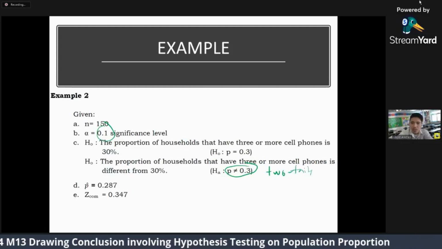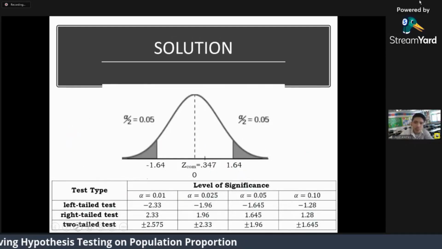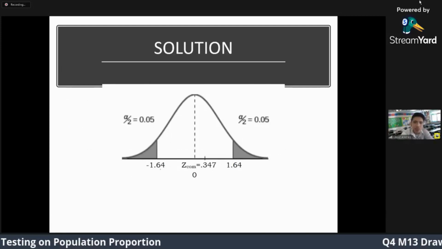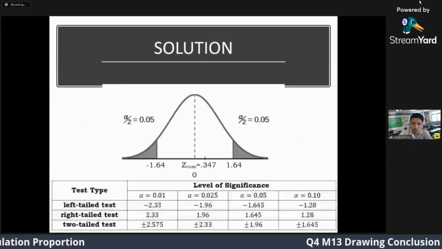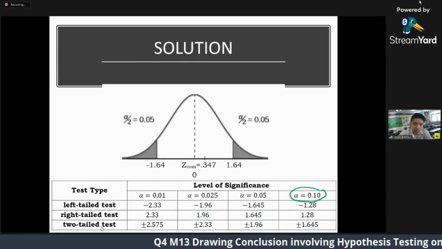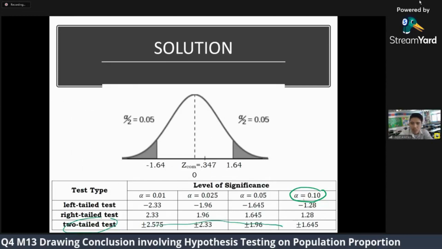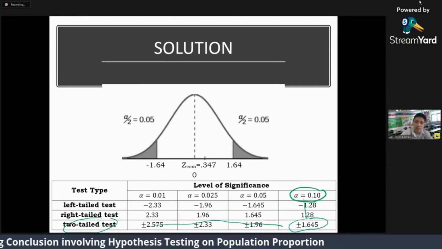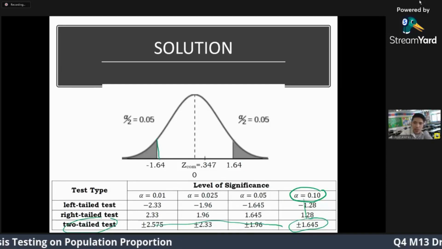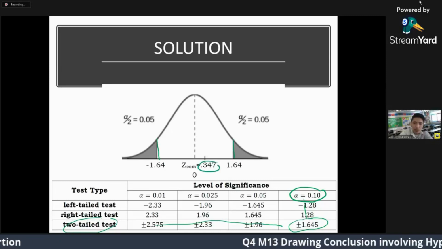Two-tailed test. So, using the table, alpha again, pila to? 0.1. 0.1 na ara. Two-tailed na ara. So, intersection niya is positive and negative 1.64. So, nara ato ang critical value. While atong computed is 0.34, nara diri.